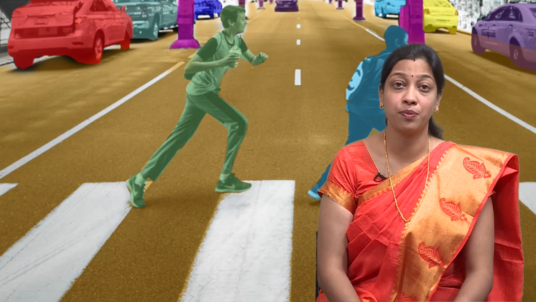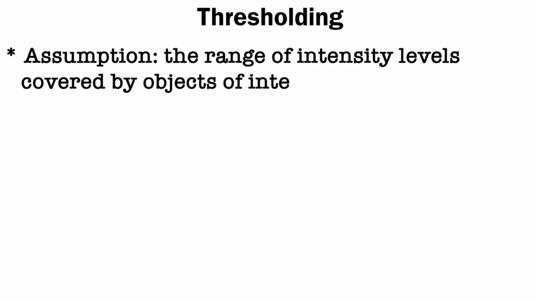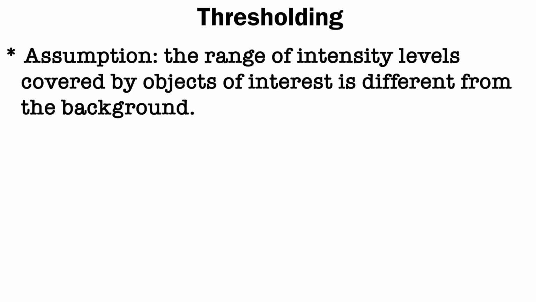Coming to the basic topic, thresholding, what is the assumption? The range of intensity levels covered by the object of interest is different from the background. Whenever we use thresholding, we have to cover foreground and background detection, meaning what is your object and what is its background.